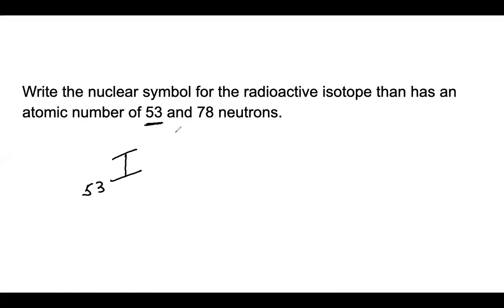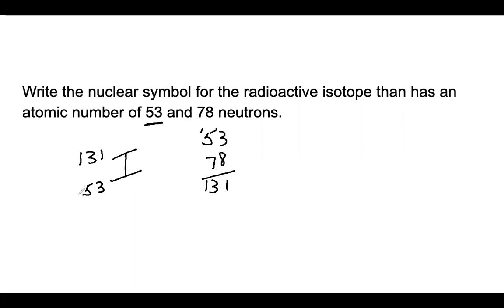We need the mass number, which is the protons, 53, plus the neutrons, 78. So that's 11, carry 1. So we get 131. So that is our answer right there. You can see if we take the top number minus the bottom number, we get the number of neutrons.